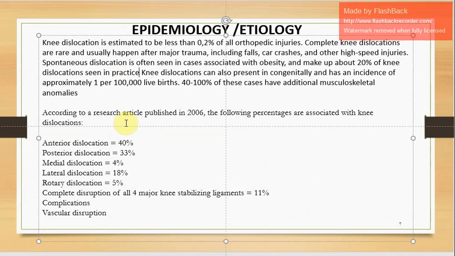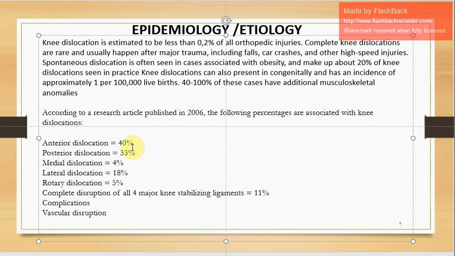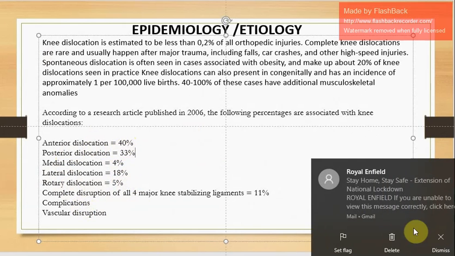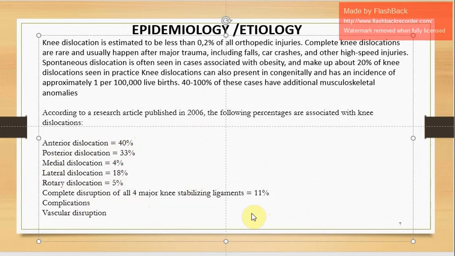According to a research article published in 2006, the following percentages are associated with knee dislocations. Anterior dislocation is estimated at about 40%, posterior dislocation 33%, medial 4%, lateral 18%, and rotatory 5%. So you see the anterior dislocation is the most common, the highest at 40%. Complete disruption of all the major knee stabilizing ligaments is around 11%. And there are also some complications and vascular disruptions.